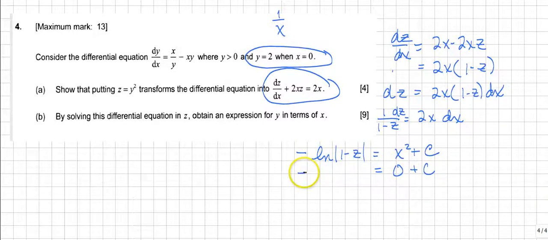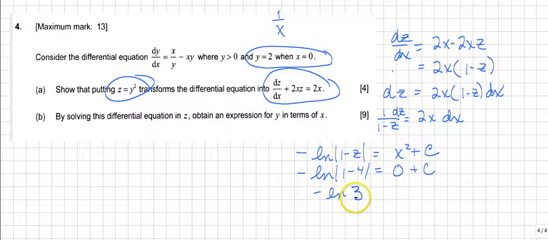But wait a minute, we're dealing with z. Well, not a problem, because we know the relationship, there it is. Z equals y squared, so if y is 2, 2 squared is 4, z is 4. Let's plug it in. So we got negative natural log of negative 3, but it's absolute value, so negative natural log of 3, and that is our c value.